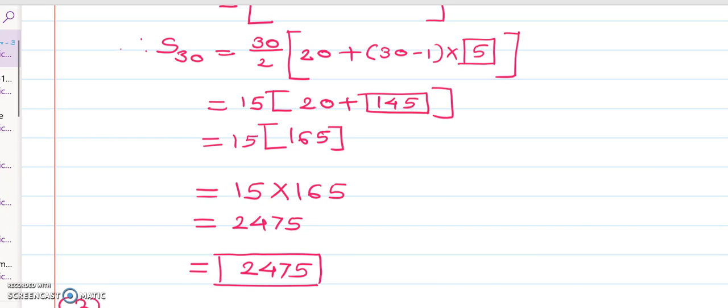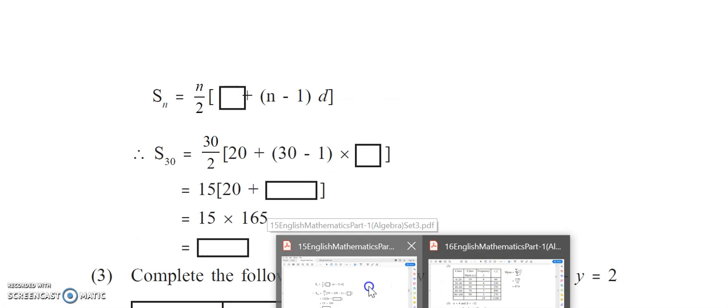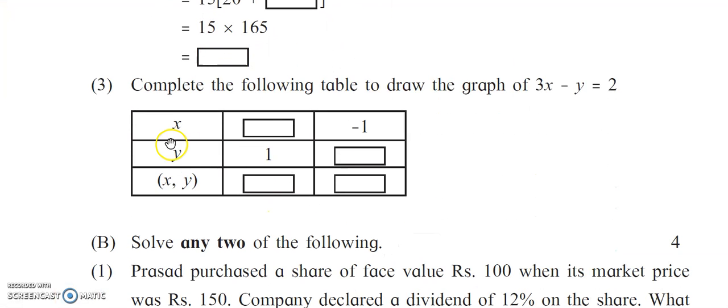Now next, complete the following table to draw the graph of 3x minus y equals 2. Again it's very simple. Here we have y is equal to 1. Substitute y is equal to 1. Then minus 1 comes to the right hand side and becomes plus: 2 plus 1, 3. 3x is equal to 3. Therefore x is equal to 1. Therefore the point is (1, 1).